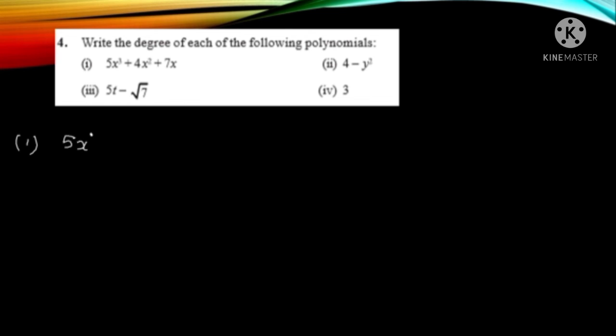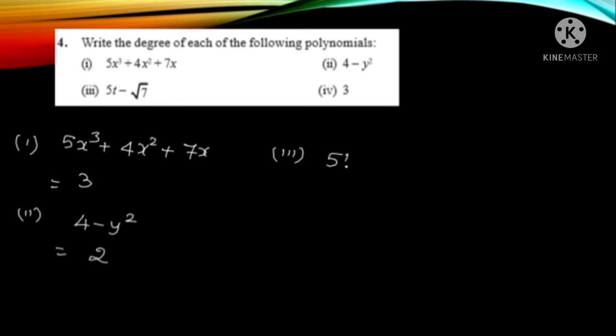The first part is 5x cube plus 4x square plus 7x. So what is the degree? Which is the highest degree? Highest degree is 3. Next, second one, 4 minus x square, so here the highest degree is 2. Next, third subdivision, 5t minus root 7. Here the highest degree is 1.